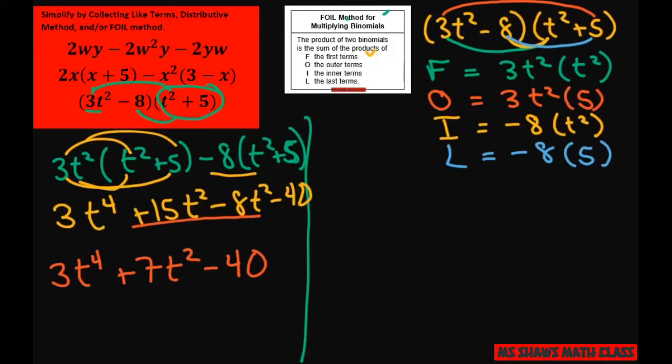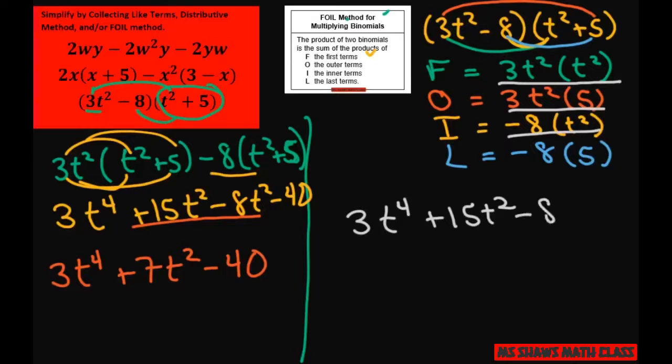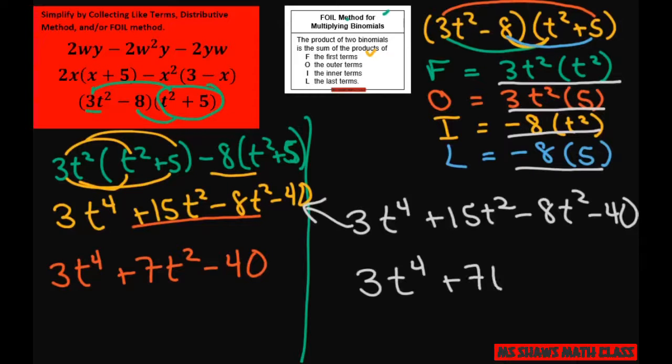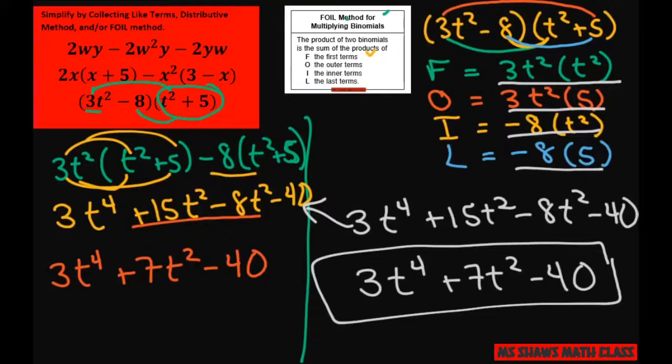Now let's just multiply this out. So we're going to get this part here is going to be 3t to the 4th. This part here is going to be 15t squared. This is going to be minus 8t squared minus 40. And as you can see, we have the same thing. So our final answer is 3t to the 4th plus 7t squared minus 40. And that's your final answer.